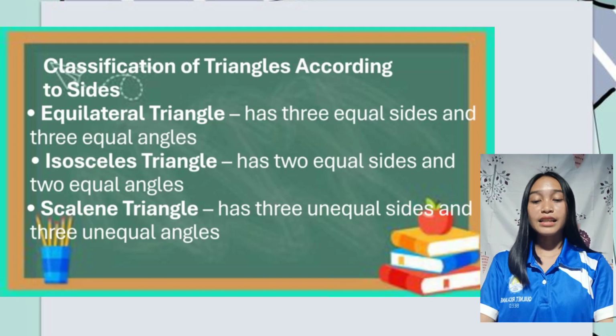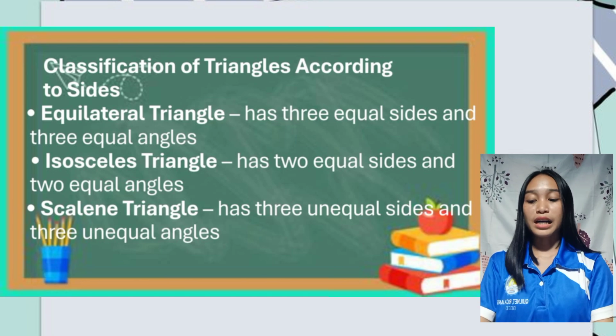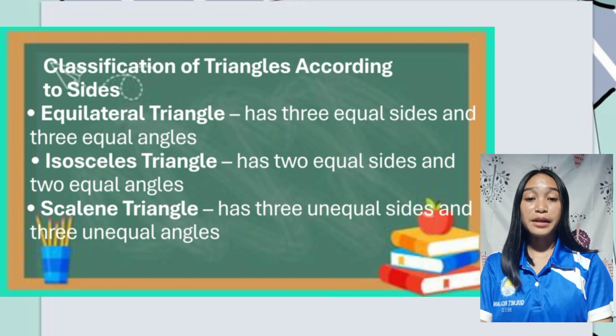And lastly, the scalene triangle. It has 3 unequal sides and 3 unequal angles. For example, a triangle with sides 3 centimeters, 4 centimeters, and 5 centimeters.